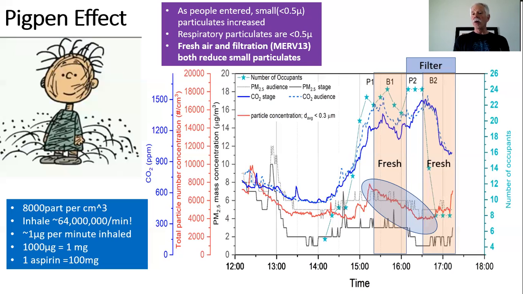Then we hit a period where we turned the fresh air fan off, the exhaust fan off, but we started a small fan with a MERV 13 filter that was pulling about 300 cubic feet per minute of air, and we had about 20, 25 people, so say 15 cubic feet per minute per person of air drawn through a MERV 13 filter.